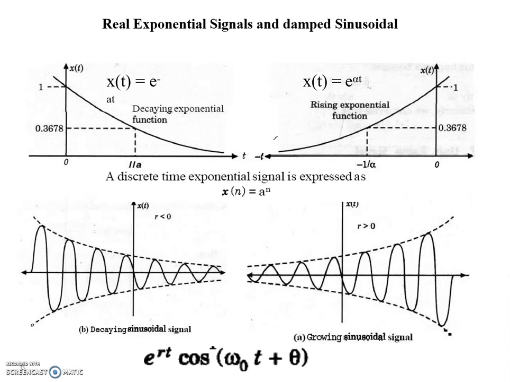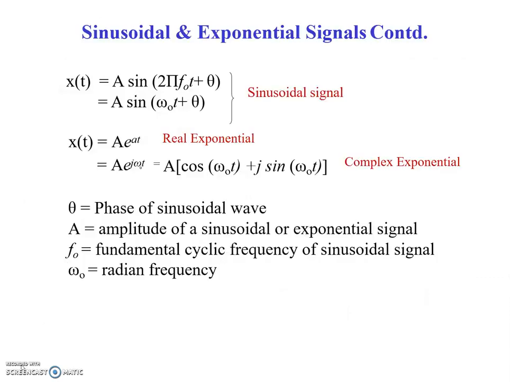This is the graph. Here we have 4 graphs. The top left and right signals are exponential signals. First one is a decaying exponential, where a value is between 0 and 1. Second one is a rising exponential, where a value is greater than 1. And next, the third signal is a decaying sinusoidal signal, where r value is less than 0, and the last one is a growing sinusoidal signal.